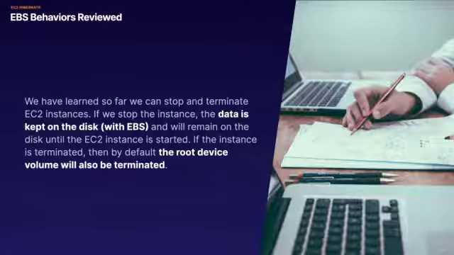In this lecture we're going to look at EC2 Hibernate. What we've learned so far is that we can stop and terminate EC2 instances, and if we stop the instance, the data is kept on the disk with EBS and will remain on the disk until the EC2 instance is started again. And if the instance is terminated, then by default the root device volume will also be terminated.